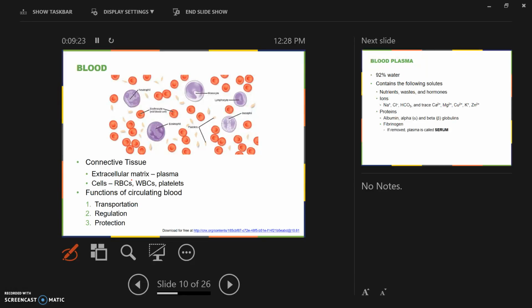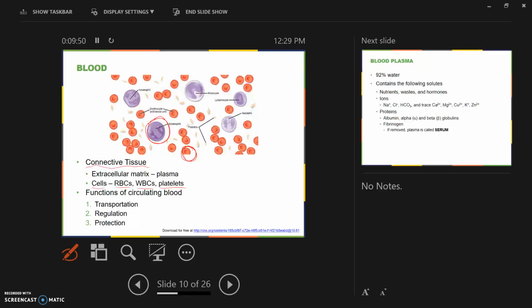The blood is a connective tissue. So this is a new section on blood. The blood is a connective tissue. Remember, connective tissue contains specialized cells as well as a matrix that surrounds the cells. So in this case, the cells are red blood cells, white blood cells, and platelets. These are the red blood cells. These are different types of white blood cells.